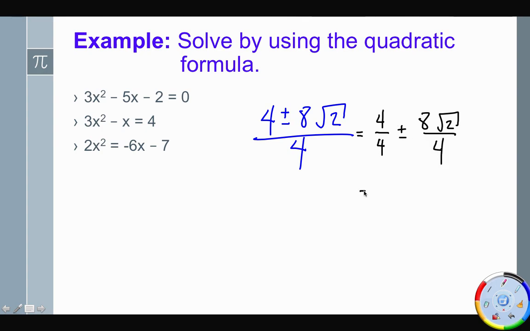And the 4 over 4 becomes 1. And the 8 over 4 becomes 2. So that's why I can come back here and without needing to do the split, I can just cancel the 4 to a 1. It goes into the 8 twice, and it goes into the 4 once. And that's why I get the 1 plus or minus 2 radical 2. All right, so that's very useful to know.